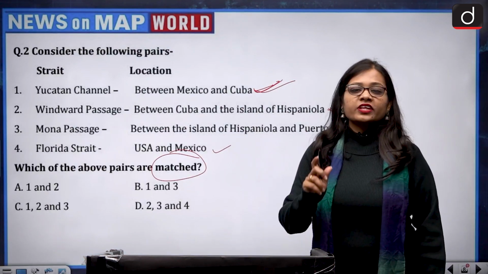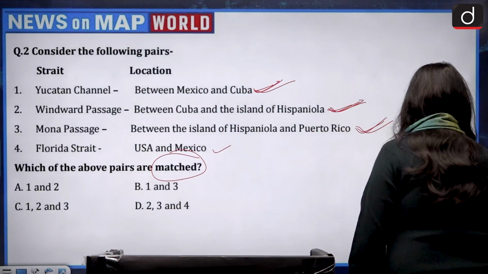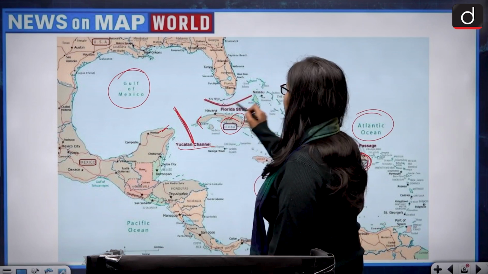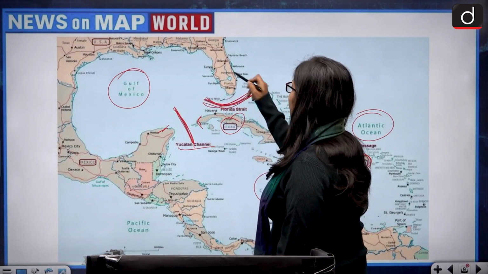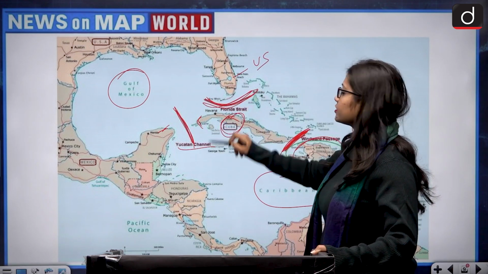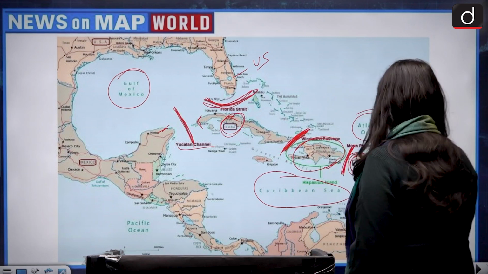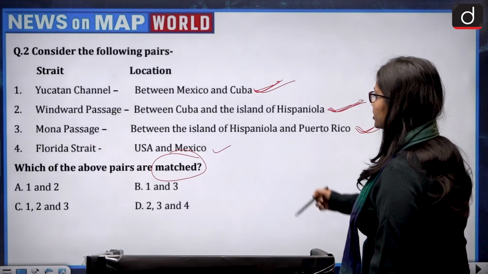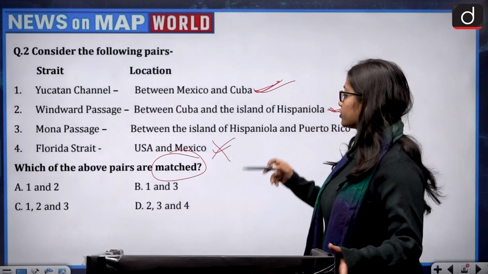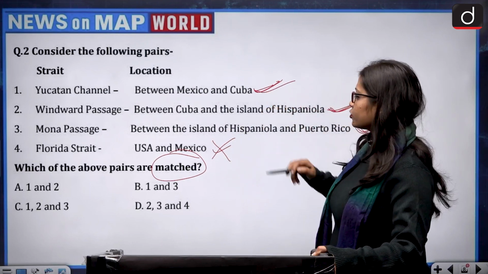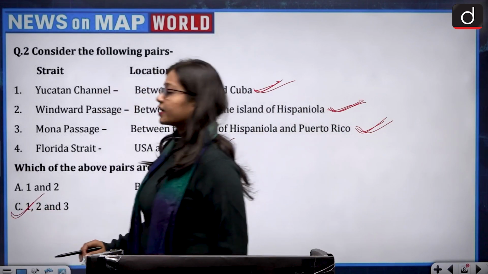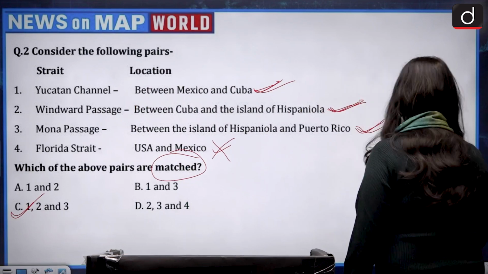Now comes the fourth, that is the Florida Strait. Where is Florida Strait? This is Florida Strait. On the north, it has US, while on the south, it has Cuba. So, US and Cuba, not US and Mexico. So, fourth becomes wrong. How many are correct? First, second and third. It is option C. So, the correct answer becomes option C.